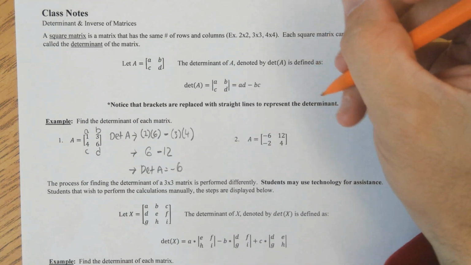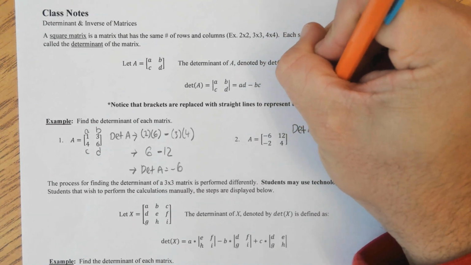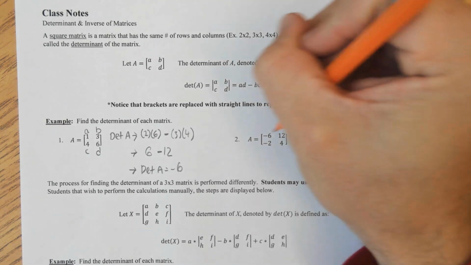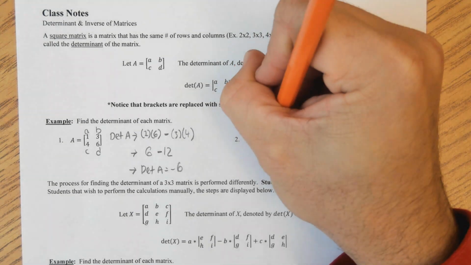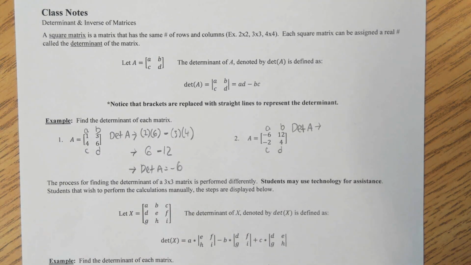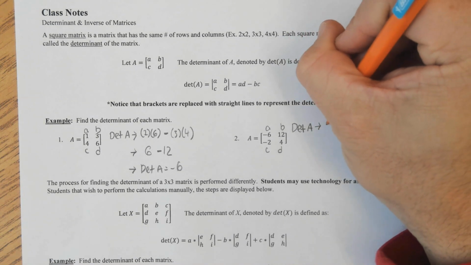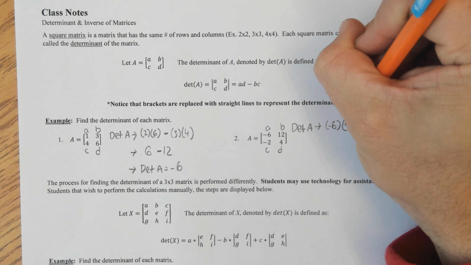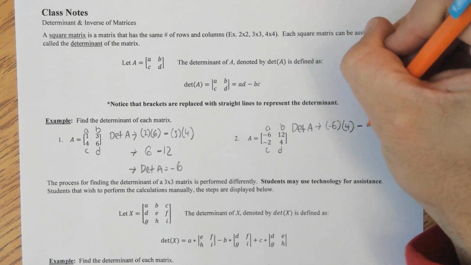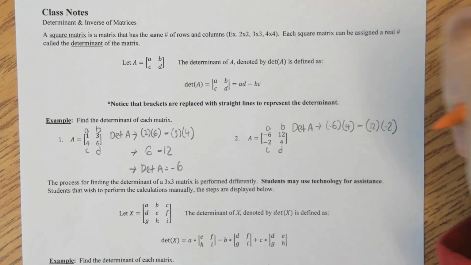Now let's do the same thing for number 2. So now we're going to get the determinant of A is going to be equal to, again, this is A, B, C, and D. We only use this method with 2 by 2. We're about to do the determinant of a 3 by 3, and I'll show you how to do that. So the determinant of A is equal to A times D. So you're going to get negative 6 times 4 minus B times C, which is 12 times negative 2.